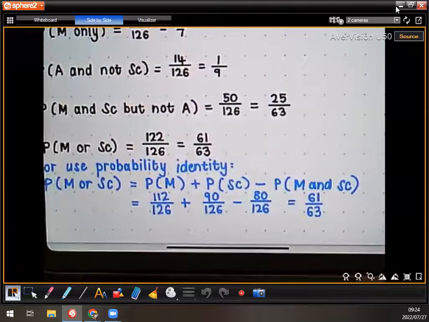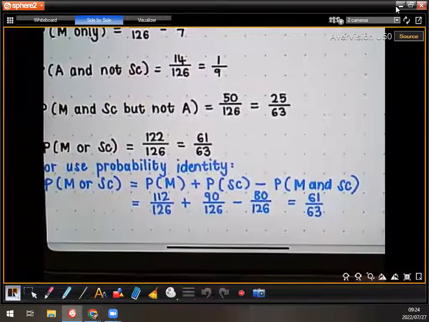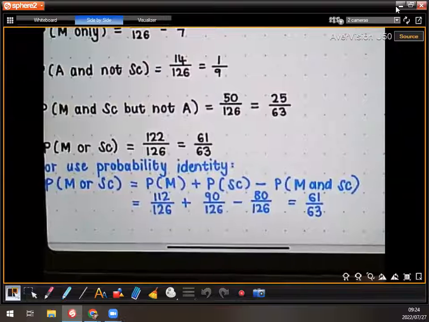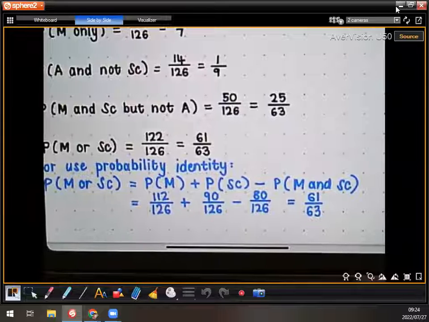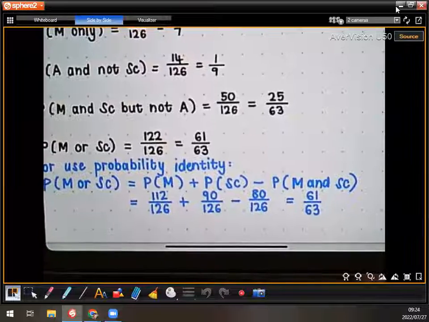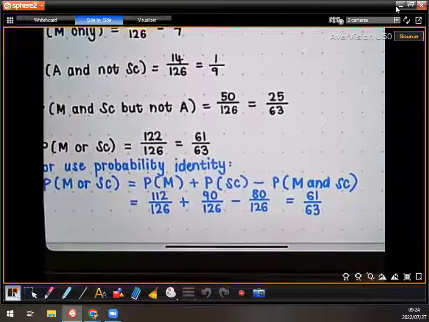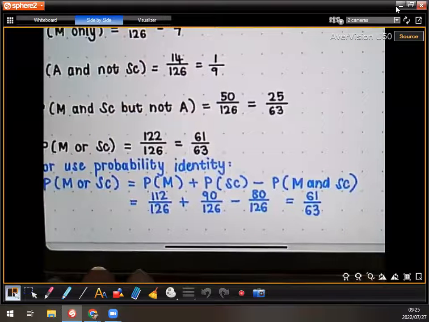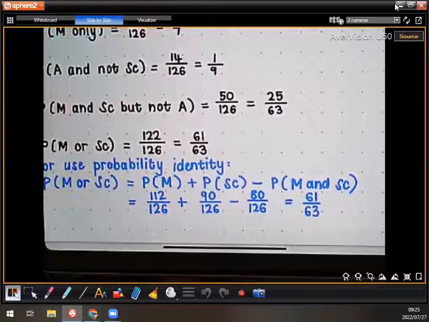Okay, but guys, if you have the Venn diagram, you don't have to use the probability identity. You can just add all those numbers at once. But if you don't have the Venn diagram, maybe they've just given you probabilities, you are going to do more of those questions later on next week. Then you might have to use this identity. Then you must remember to minus it.